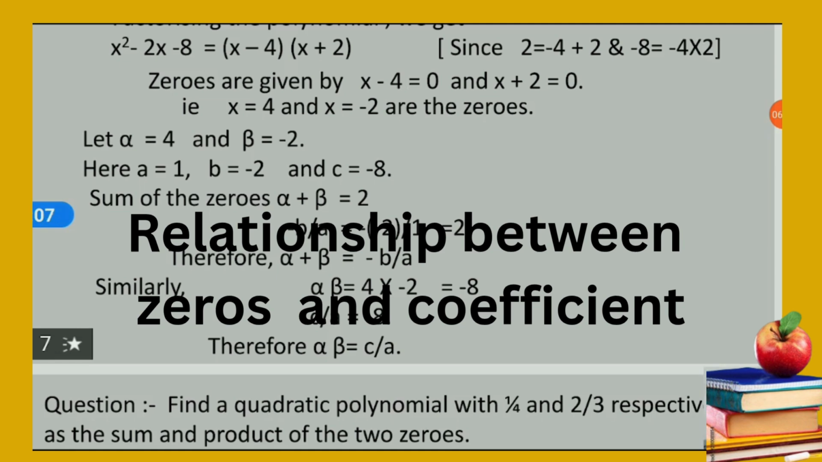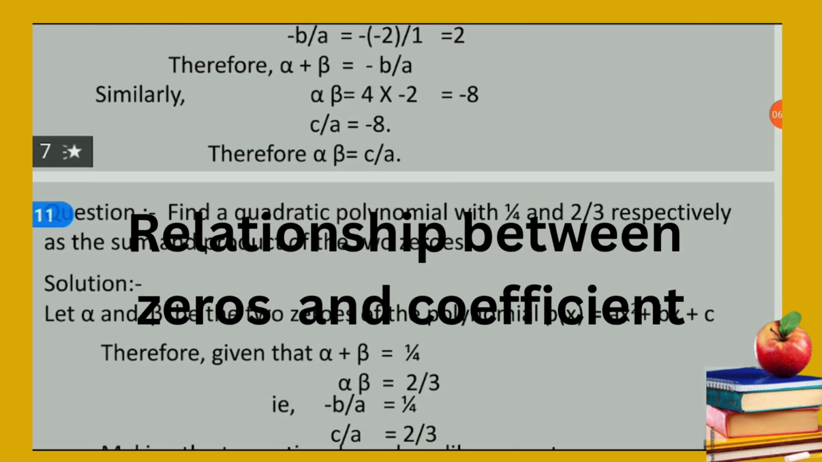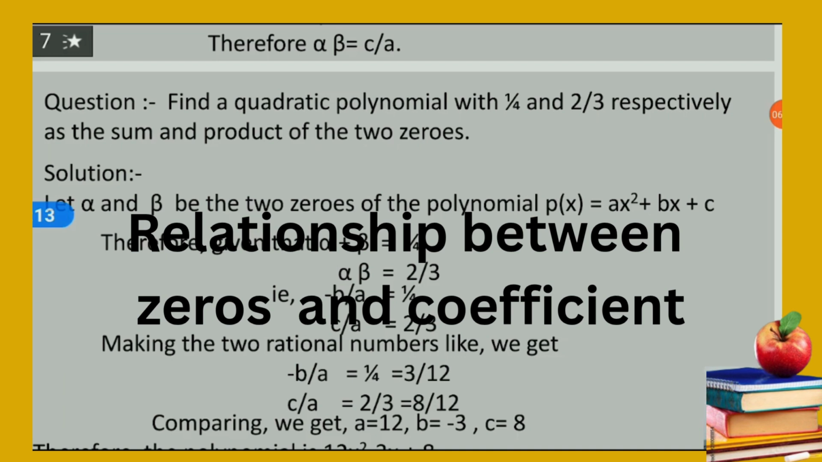Shall we move to the next problem? Find a quadratic polynomial with 1 by 4 and 2 by 3 respectively as sum and product of two zeros. That is, here the sum of the zeros is given as 1 by 4 and the product of zeros is 2 by 3. That is, we are assuming the quadratic polynomial.